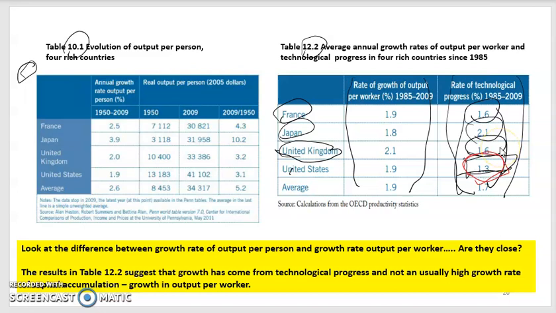So the conclusion we can draw from table 12.2 is that in the case of rich countries, the more important source of convergence is clearly technological progress, or the second conclusion we made.